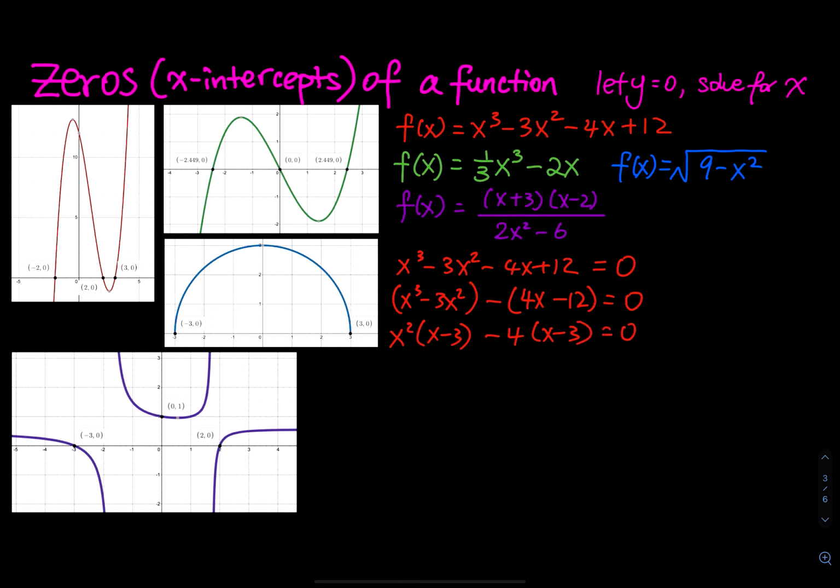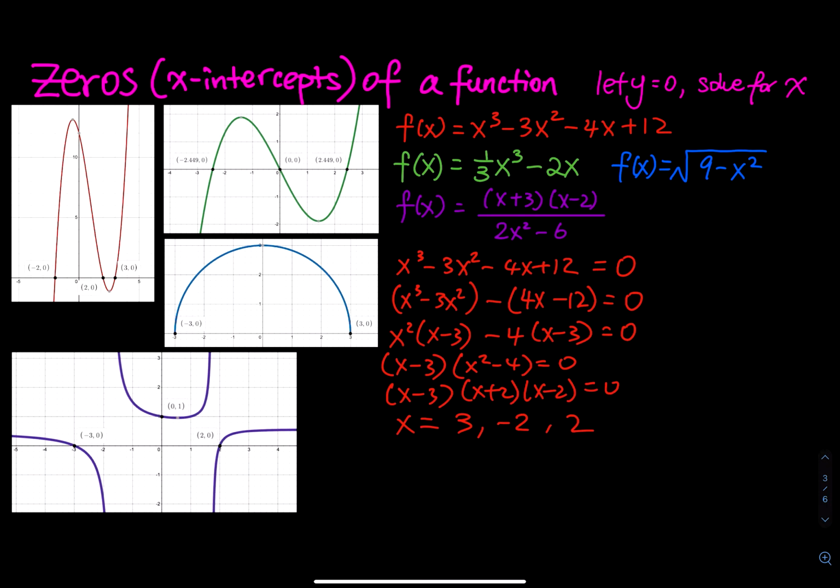Do you see that we have 2 identical x minus 3 factors? So take x minus 3 out. You have x squared minus 4 equals 0. This is x minus 3, and then x plus 2, x minus 2 equals 0. And then at the end of the day, what do you have? You have x equals 3, negative 2, and positive 2, right?